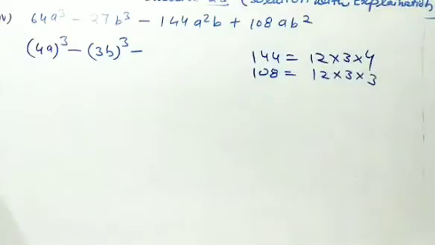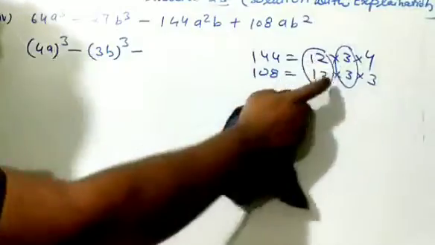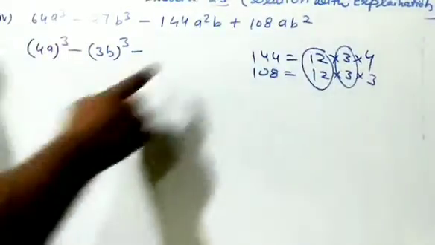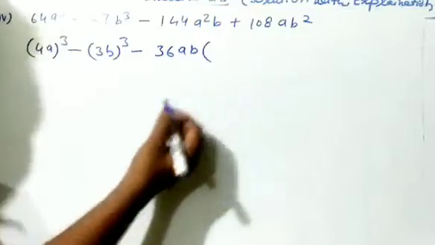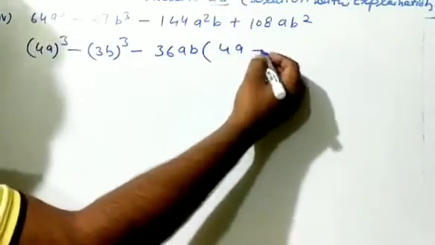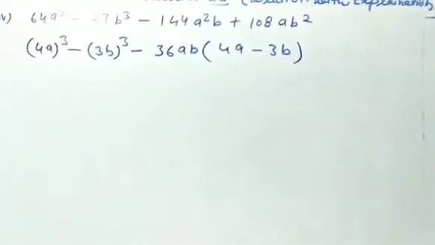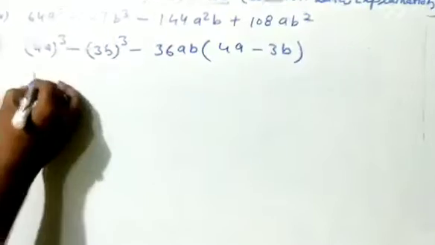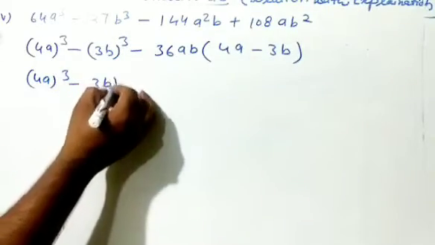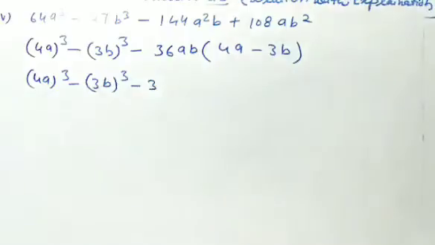Okay. So what is common here? 12 and 3, 12 times 3 is 36. So we can take common 12 and 3. What is remaining here? It is 4, it is 3. So 36, ab is common. So it is 4a, it is minus 3b. Clear? If we compare a cube minus b cube minus 3ab, it is 4a cube minus 3b cube minus 3ab.